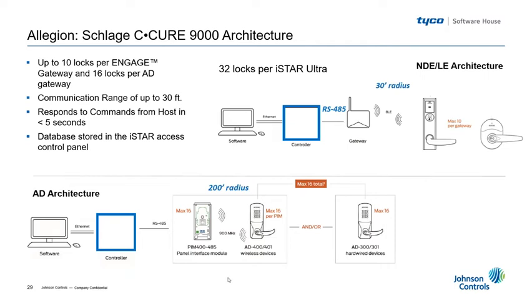As you can see here, the Engage gateway allows up to 10 locks per gateway, whereas the AD gateway allows up to 16. What's the difference in range too? Yes. Yep, different in range.